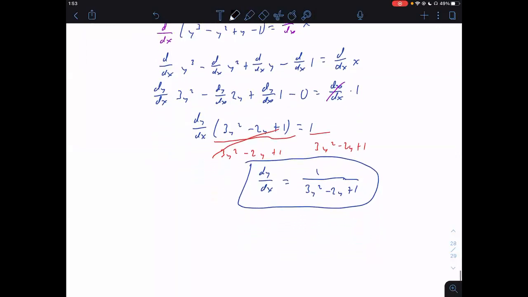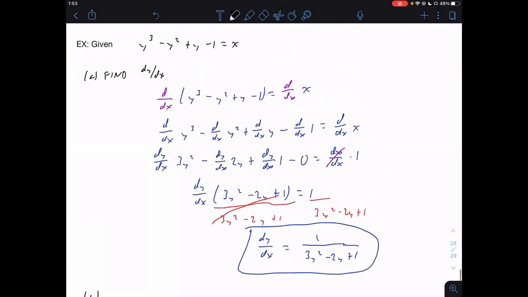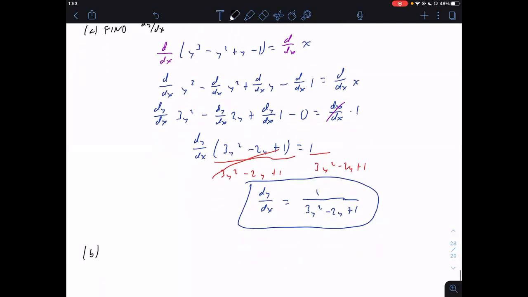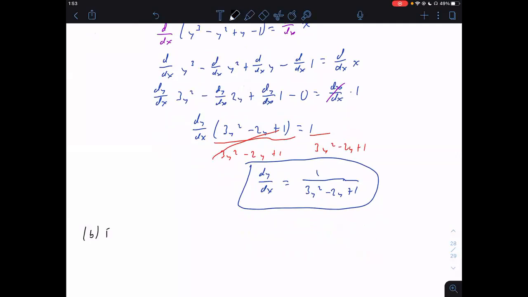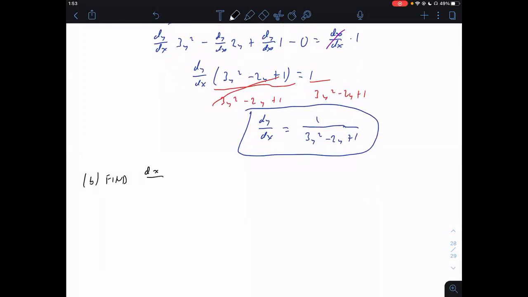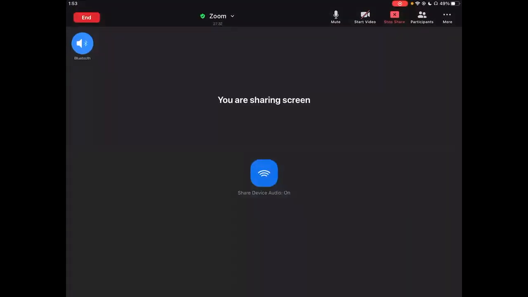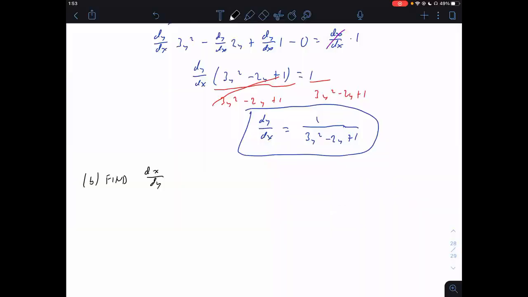But suppose for part B, for the same equation that we have, suppose that instead of dy over dx, we want to find dx over dy. So kind of the inverse here. I don't say inverse, it's kind of reciprocal here. We want dx over dy.